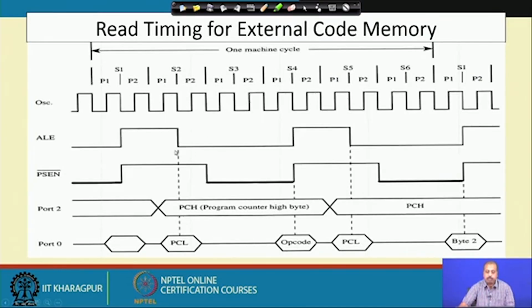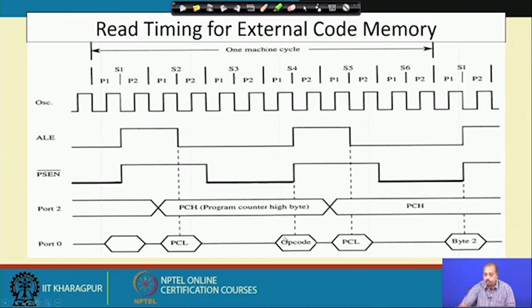If we look into the timing diagram, this is the oscillator clock that we have, and we have this ALE signal, which is activated at this point. When the ALE signal is falling, at that time the lower order address bits are put on port 0 and sensed here. That gets latched at this point, and after that this PSEN bar line will go low. When this PSEN bar line makes a transition from low to high, that is taken as the point at which the data bus will have the opcode available.